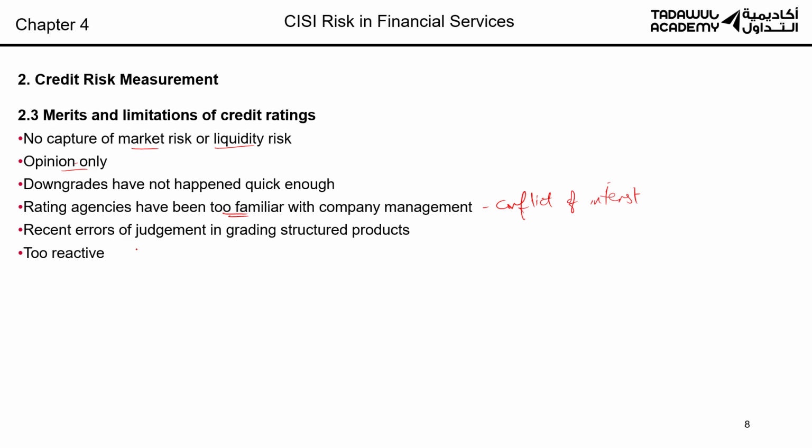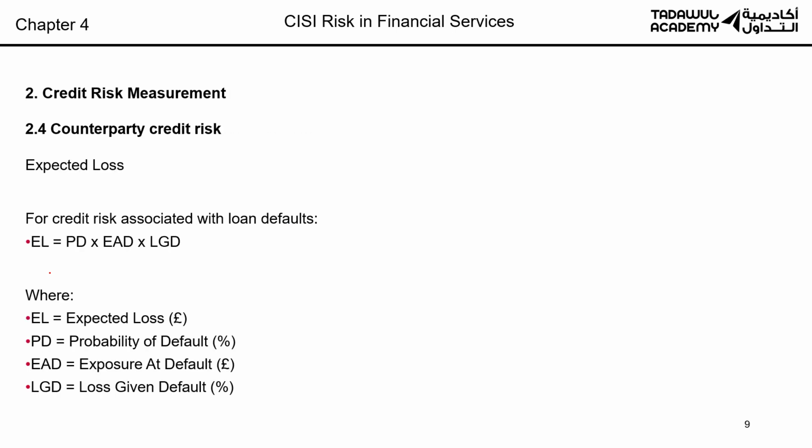Too reactive, that means they wait for something to happen before they take actions. Of course, reactive is the opposite of proactive. Proactive means you don't wait. You take action before the bad thing happens. Reactive is you take action after the bad thing happens. Let's continue.